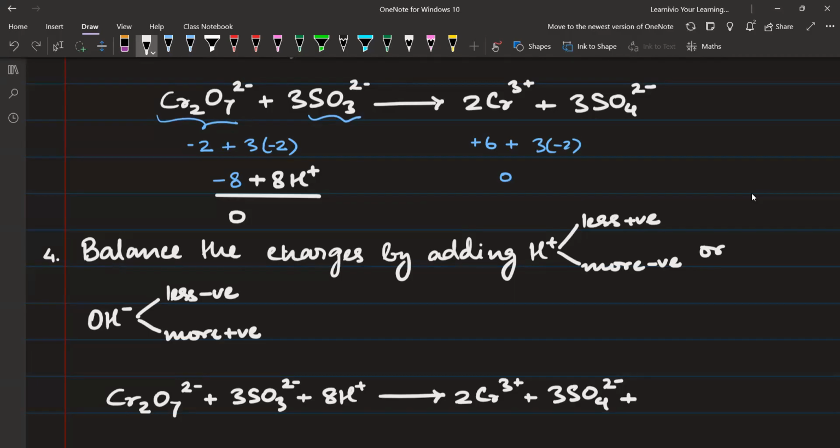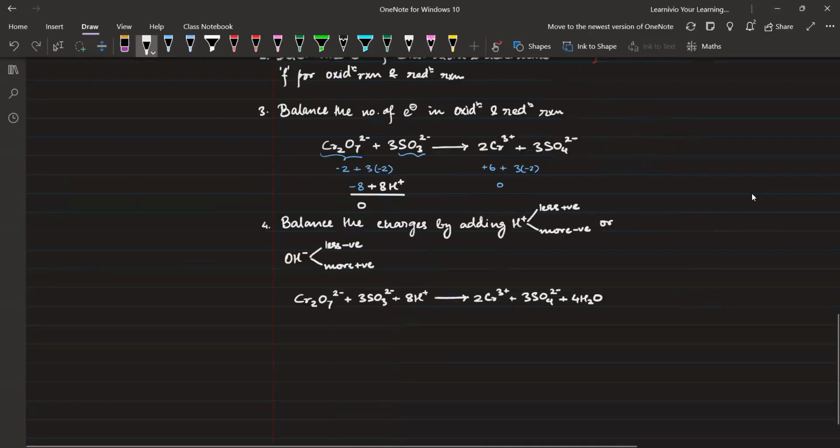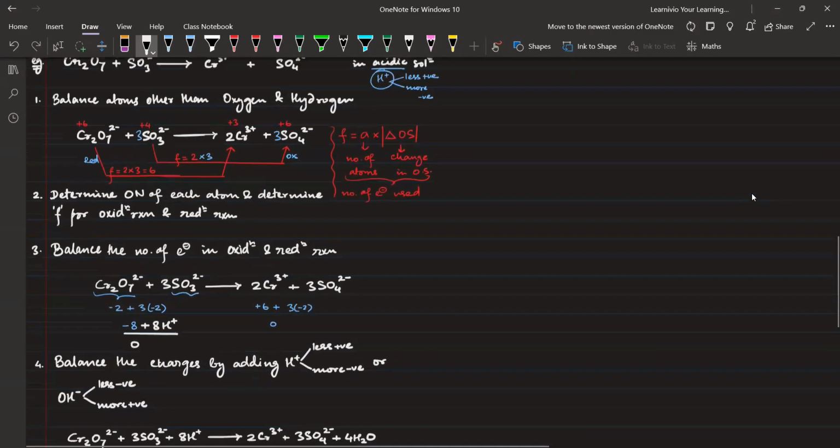Here we have 8H plus. Here I will add 4H2O. Now, once you have added 4H2O, you can see the reaction is already balanced. You can copy this down. Let me know once you're done.